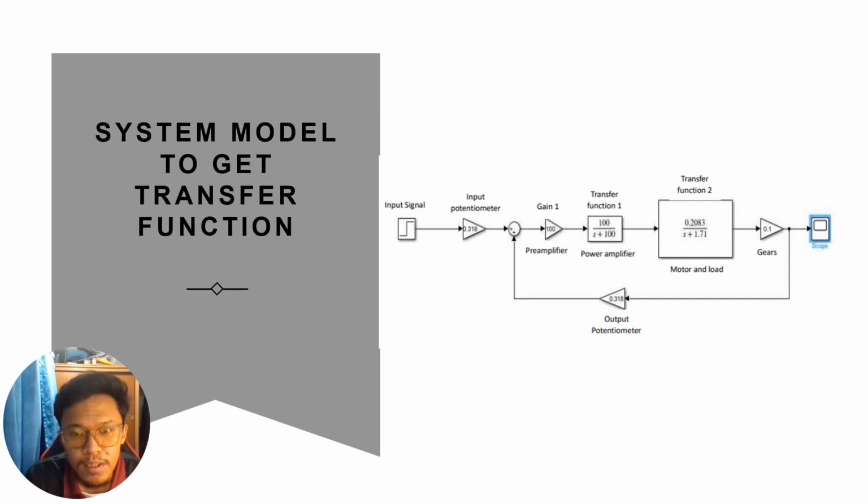First, we go to the input signal, and then it goes to the input potentiometer, and then to the preamplifier, which is our gain 1, and then our power amplifier, which is our transfer function 1, and then it goes to the motor and load, which is our transfer function 2, and then to the gear. After that, we go to the output, or it goes to our feedback, which is our output potentiometer, and then it goes back to the preamplifier.